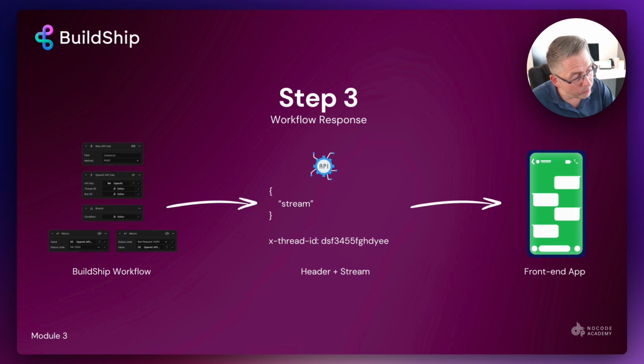And then of course on the result that comes back, you can see here that we've got the workflow on the left hand side. The stream comes in as a response from our actual API itself. We've got the thread ID included, we've got the stream, and of course naturally that will then be presented inside the front end application.